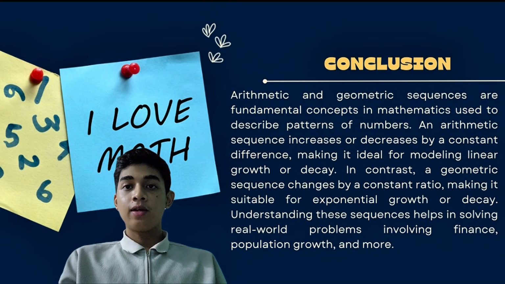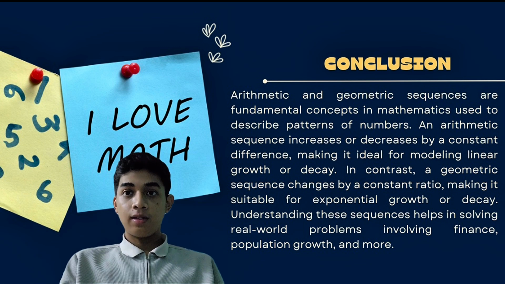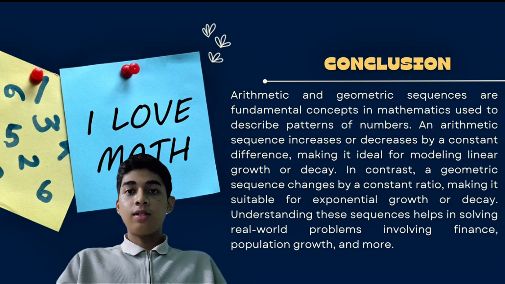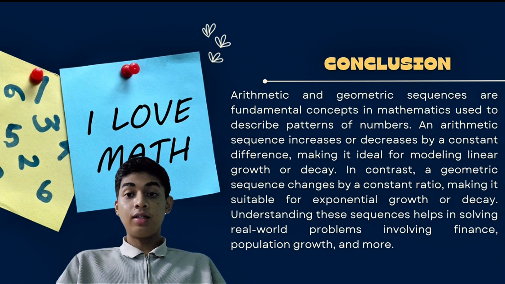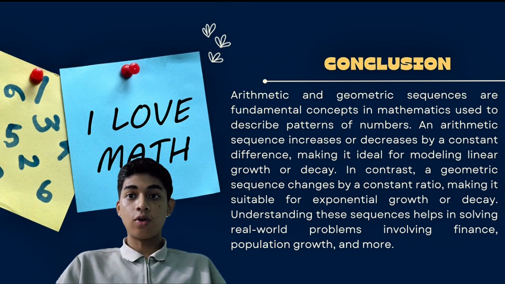For the conclusion, arithmetic and geometric sequences are fundamental concepts in mathematics used to describe patterns of numbers. An arithmetic sequence increases or decreases by a constant difference, making it ideal for modeling linear growth or decay. In contrast, a geometric sequence changes by a constant ratio, making it suitable for exponential growth or decay. Understanding the sequences helps in solving real-world problems involving finance, population growth, and more.